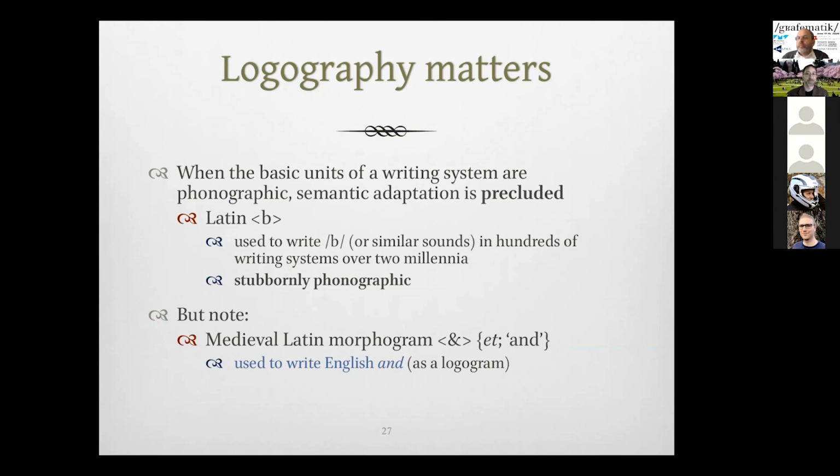I would agree with you. My point is more that they don't remain pure phonograms because they do carry some other information along with them. Yes, I don't disagree with that. And I think that's an area in which we still don't have a lot of deep understanding.